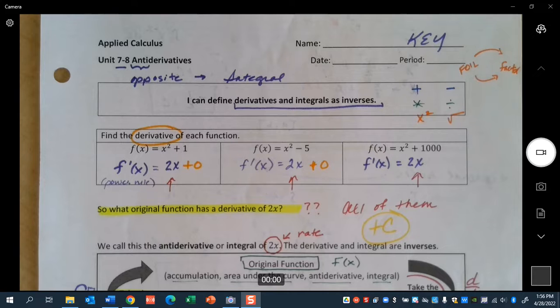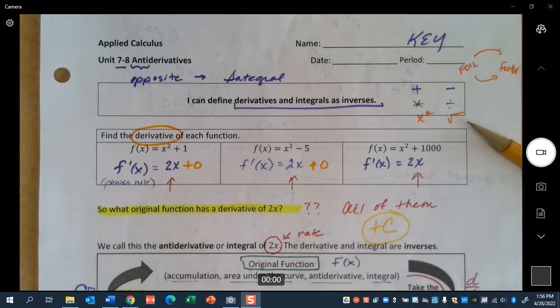So we revisit that whole idea of inverses, and the operations that we know are inverses: addition, subtraction, multiplication, division, taking the square root of something and its square. And remember I shared the story about that sweet thing who FOILed and factored all day long.